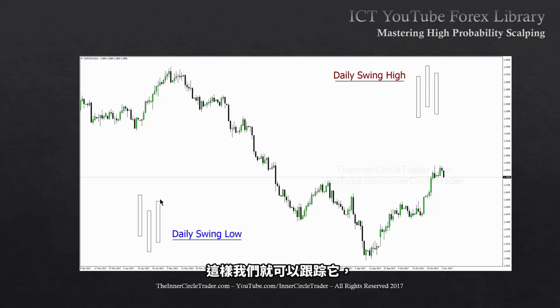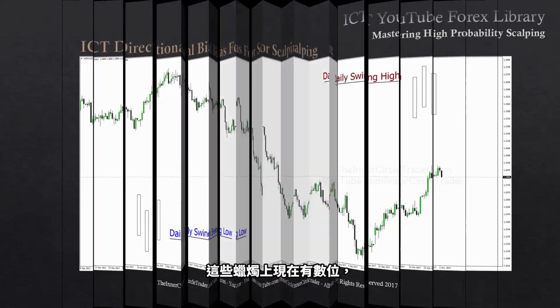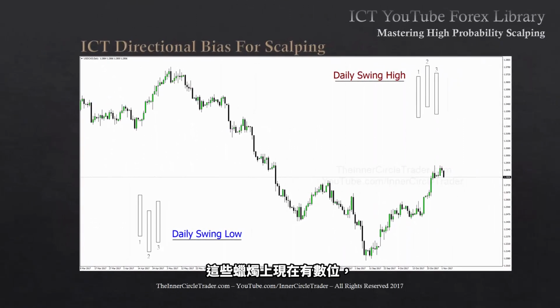And let me number these candles so that way we can track it and know what we're looking at. So this is for directional bias. These candles now have numbers on them, and it's always moving left to right.